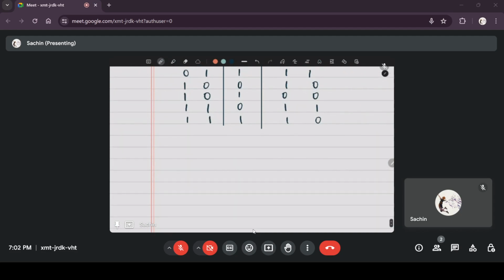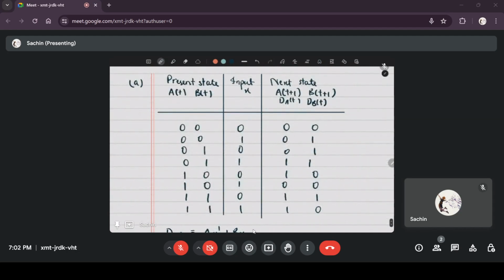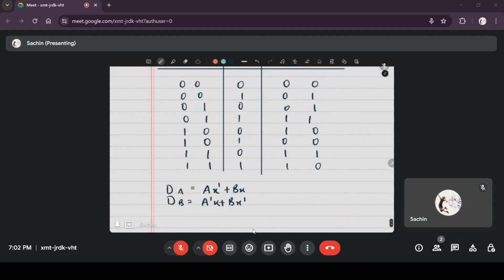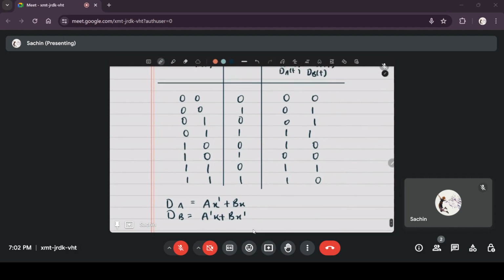We can solve this using K-maps and we'll end up with dA is nothing but A x prime plus B x, dB is A prime x plus B x prime. When x is 0, dA is A, when x is 0, dB is B. So the previous state is maintained.